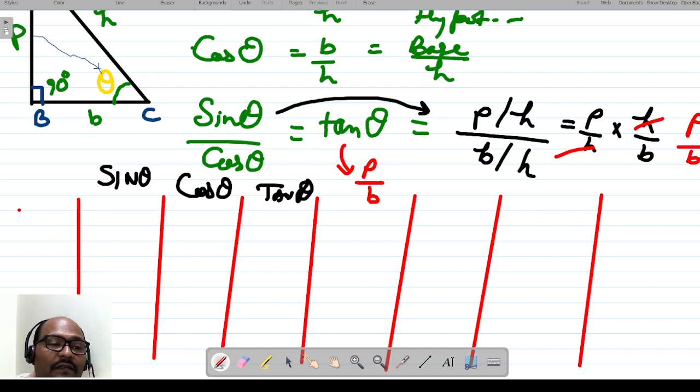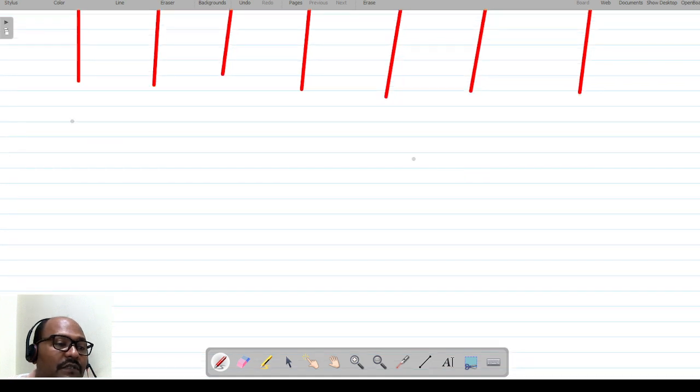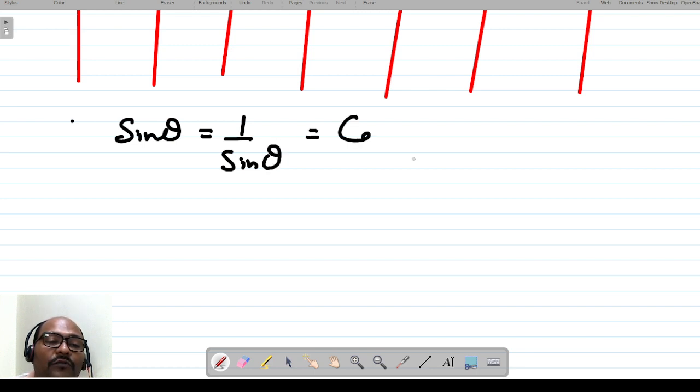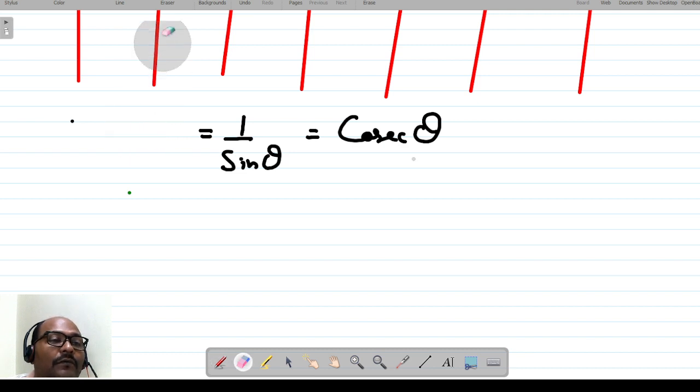The term opposite to sine theta, that means 1 by sine theta, is called cosec theta, right? The reverse of sine theta is cosec theta.